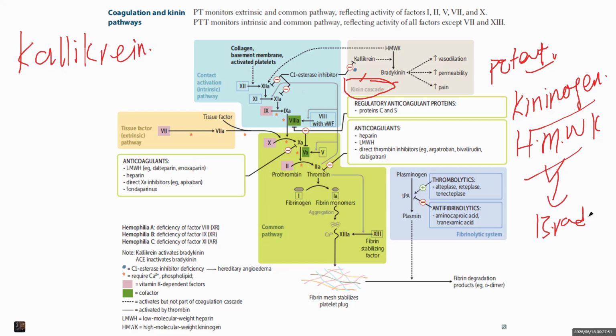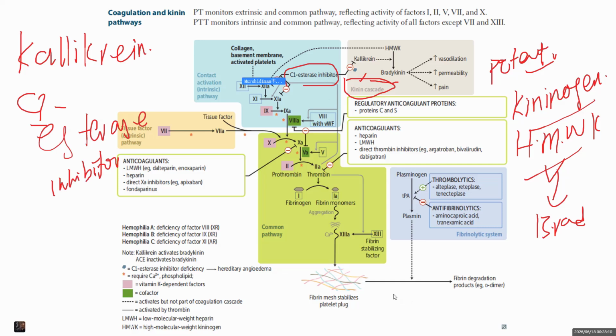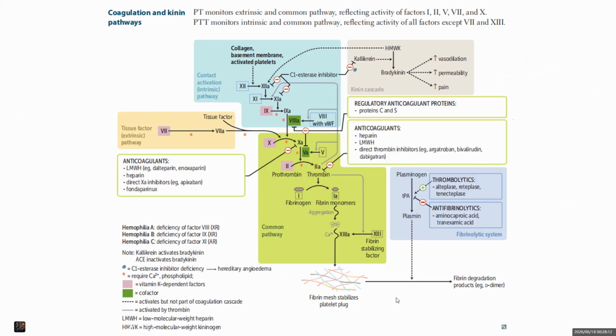And there is another component of this kinin pathway that we need to touch on today. That is C1 esterase inhibitor, which you are looking at over here. These are the four components. And what is the C1 esterase inhibitor? This is the regulator that inhibits the kallikrein and also the other components, to prevent the excessive production of bradykinin.